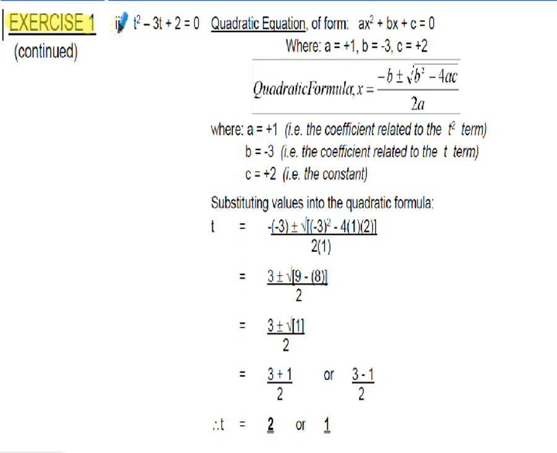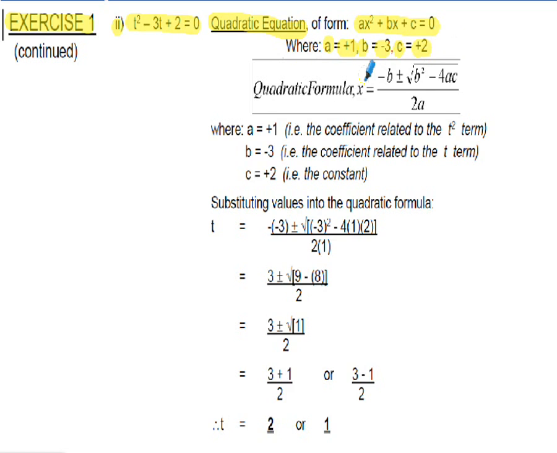Exercise 1 continued, part 2. We're given the equation t squared minus 3t plus 2 is equal to 0. This is a quadratic equation of the generic form ax squared plus bx plus c is equal to 0, where x in this case is t. The constants are a, positive 1, b, negative 3, and c, positive 2.